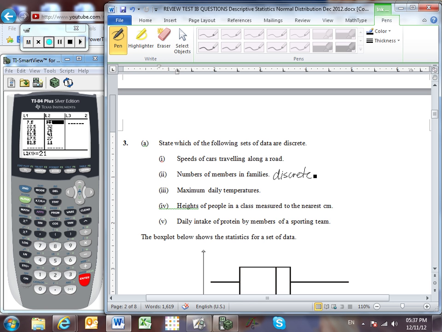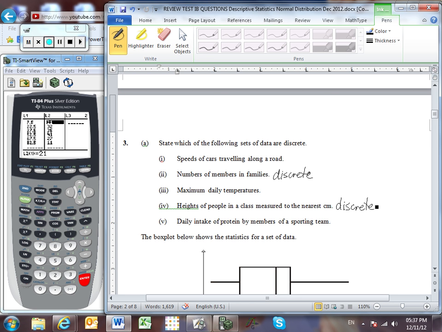And the maximum daily temperatures? No, we measure temperature. We can have any decimal temperature whatsoever. Heights of people in a class measured to the nearest centimeter. Because we are rounding them to the nearest centimeter, a height of, say, 172.3 centimeters is no longer there. It's been rounded to 172, or maybe it's been rounded up to 173, but there is a gap in between them because we've rounded to the nearest centimeter. And part 5, daily intake of protein.